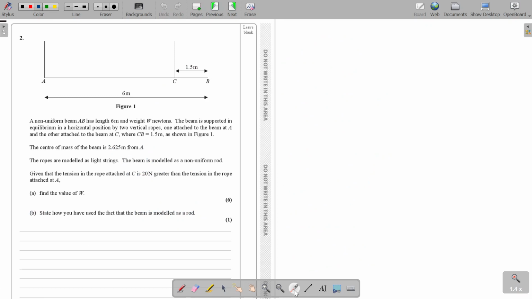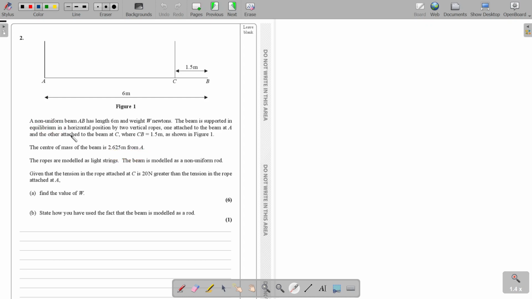Okay, moving on to question number 2. A non-uniform beam AB has length 6 meters and weight W newtons. The beam is supported in equilibrium in a horizontal position by 2 vertical ropes, one attached to the beam at A and the other attached to the beam at C, where CB equals 1.5 meters as shown in figure 1. The center of mass of the beam is 2.625 meters from A.